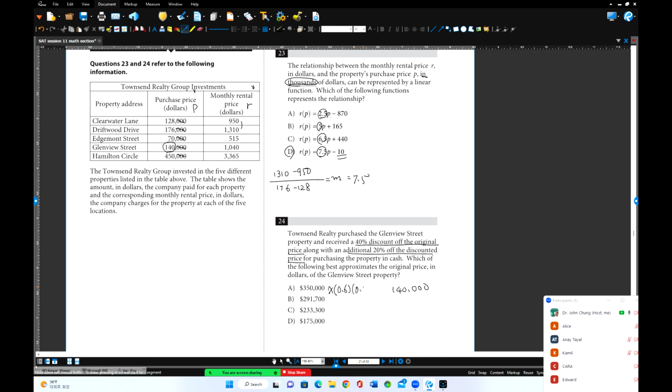You multiply by only 0.8, right? This is the amount you paid. So the value of x is what? 14,000 divided by 0.48. 0.6 times 0.8 is what? 0.48. 140,000 divided by 0.48 is 291. That's the answer, number 24.